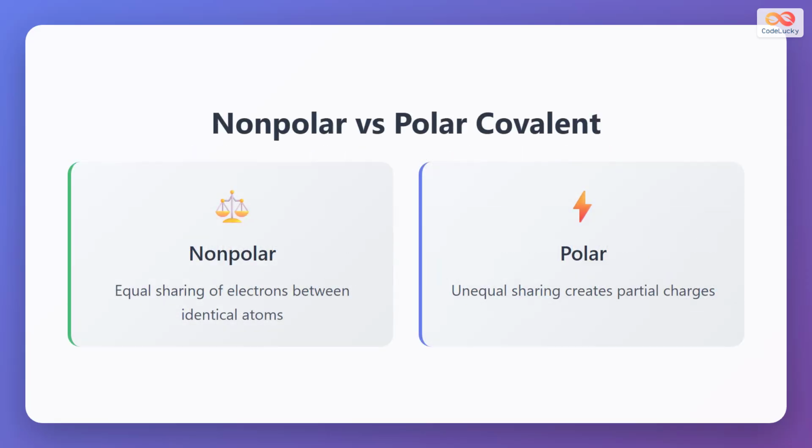Let's compare nonpolar and polar covalent bonds to understand the difference. In nonpolar covalent bonds, we see equal sharing of electrons between identical atoms. For example, in a hydrogen molecule, both hydrogen atoms pull on the electrons with the same strength. In contrast, polar covalent bonds involve unequal sharing, which creates partial charges on the atoms involved.